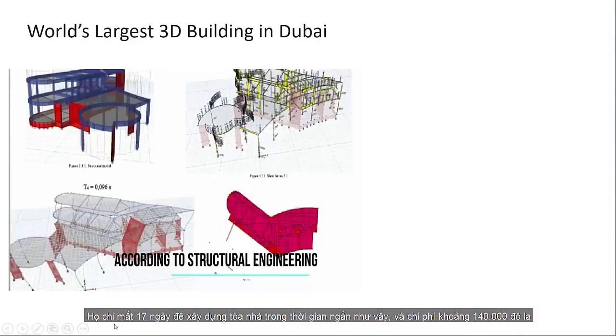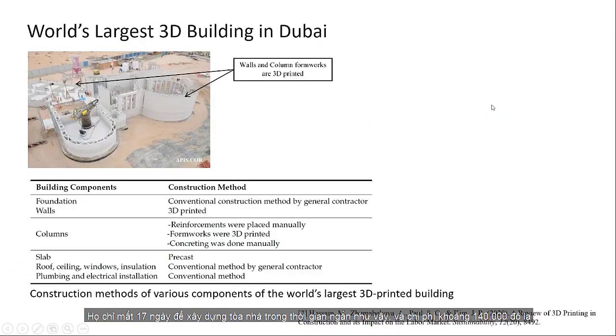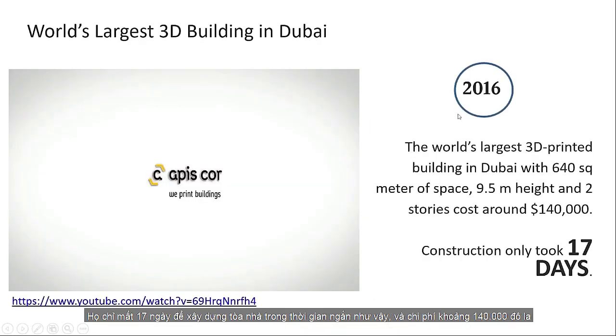This was constructed in 2016. A large 3D printed building in Dubai, and it only took like 17 days to construct. Very short, right? And the cost is around 140,000 US dollars.